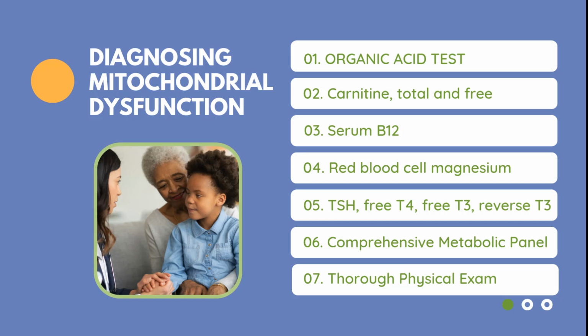We can do a blood carnitine level, but we'll see markers in the organic acid test that will indicate a need for carnitine. I do a serum B12. I don't do other blood levels of B vitamins. They're often not accurate just looking at them in the blood. We want to look at cellular function to see how they're being used. And that's where the organic acid test comes into play. Again, a red blood cell magnesium is very important here.